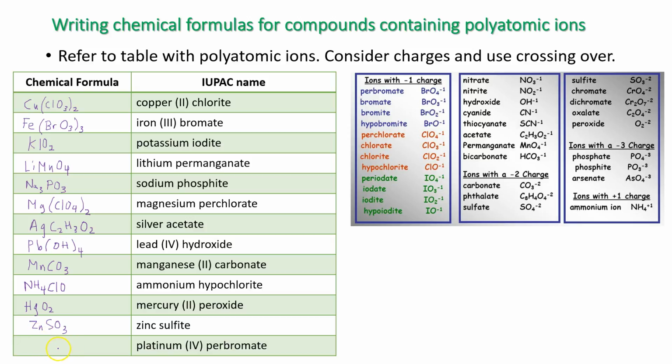Lastly, we have platinum 4 perbromate. Okay, so platinum is Pt, has a charge of 4. Perbromate has a charge of -1, so we're going to need 4 of them. Okay, so BrO4, and then a subscript of 4.